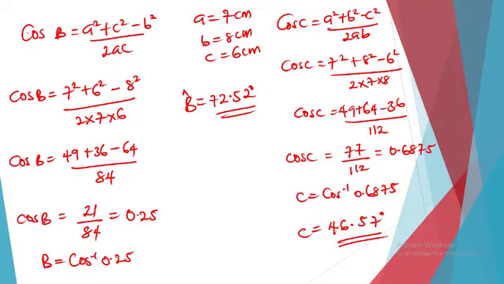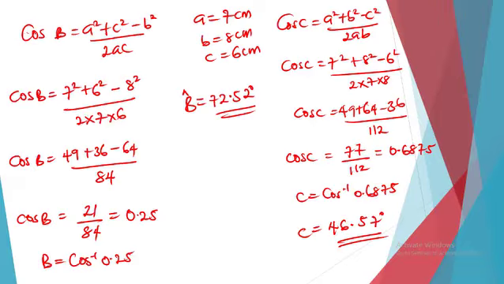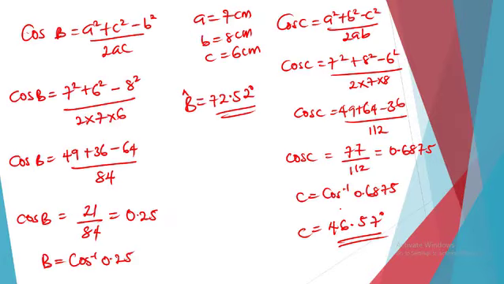So the difference between the both of them, let's go over to the next page. The difference between both of them is 72.52 minus 46.57, and that will give us what? 28.95 degrees, and that's just the answer.